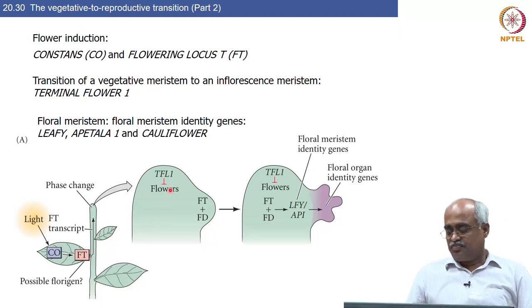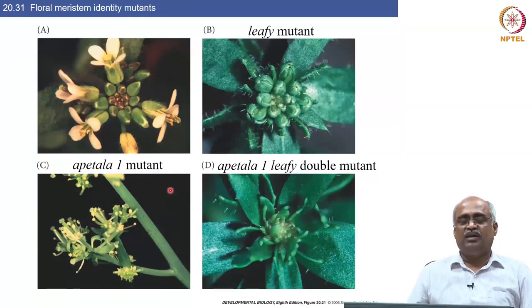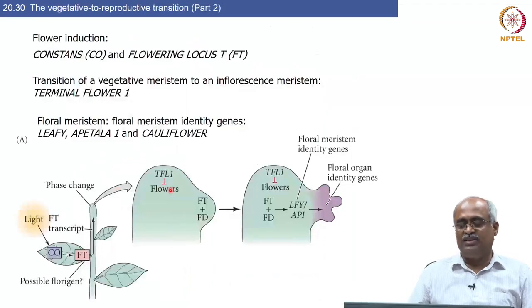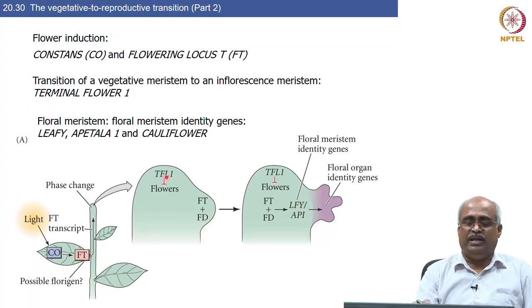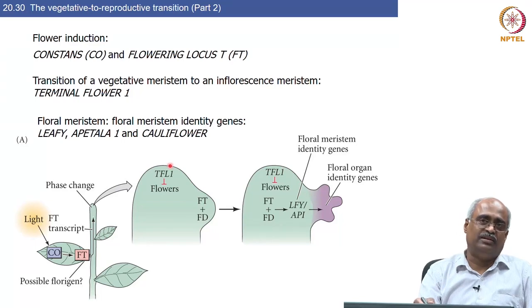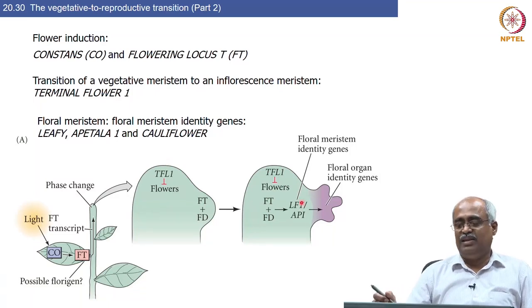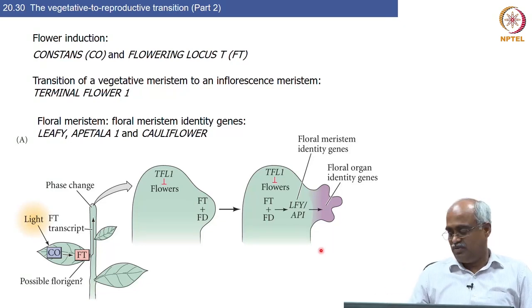Okay. So now how do we know this is how it all happens, and that LEAFY is really required for floral meristem identity? How do we know all of that? These are all based on the mutant phenotypes. Like the name tells you, terminal flower 1, meaning if it is not there, you are going to produce a flower at the terminus of the shoot. Similarly, if you do not have LEAFY, what happens? If you do not have APETALA 1, or CAULIFLOWER, what is going to happen? These are the things that come from the phenotype of the mutants.